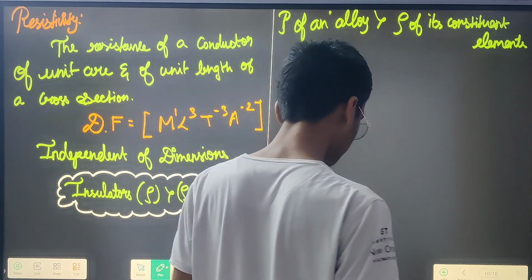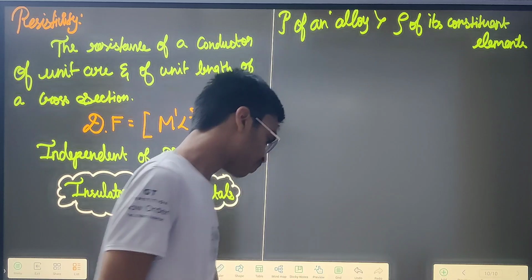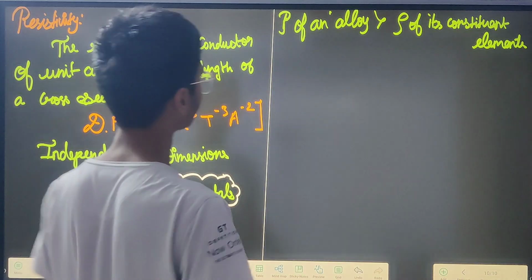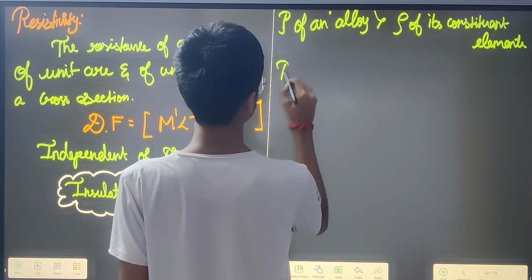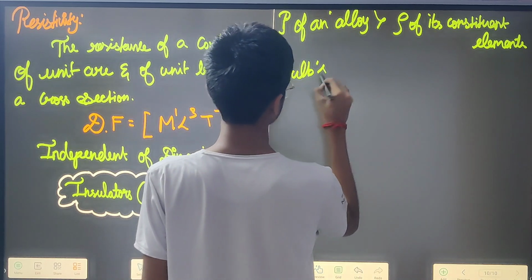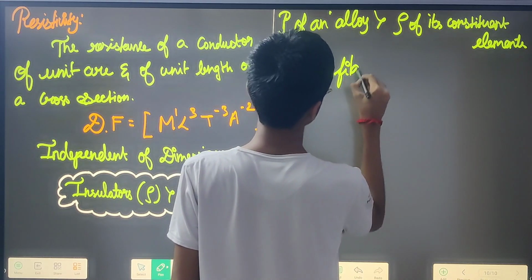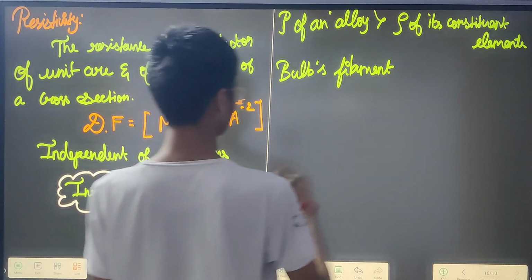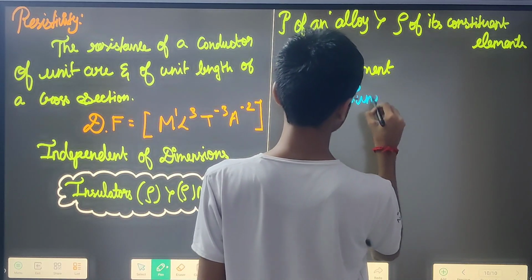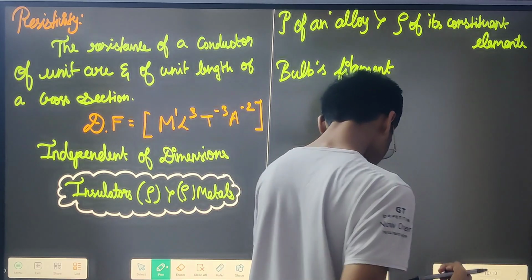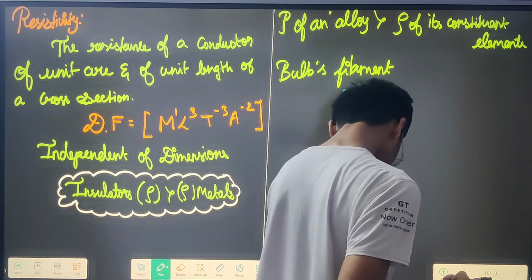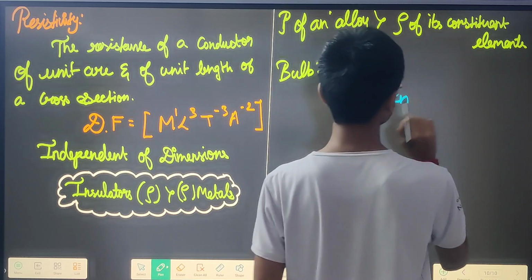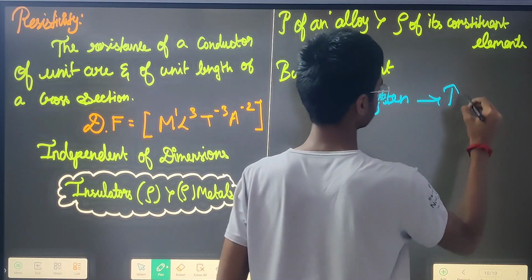See, the filament of the electric bulb is made up of tungsten, which has a high melting point. Okay, so the bulb's filament is actually made up of tungsten. What's the spelling, by the way? Tungsten, correct. Tungsten, which has a high melting point.